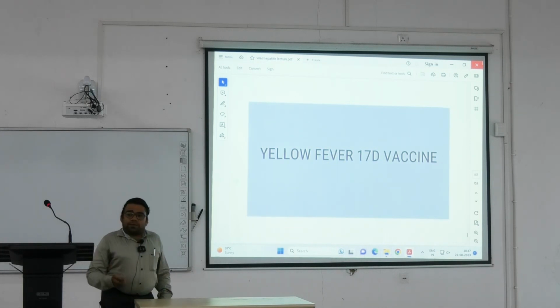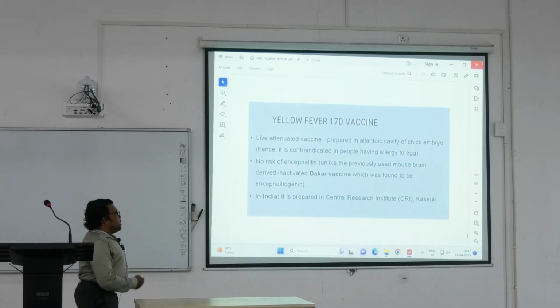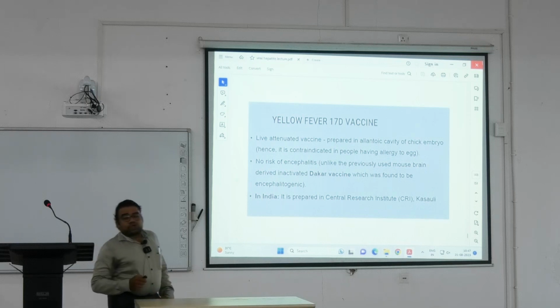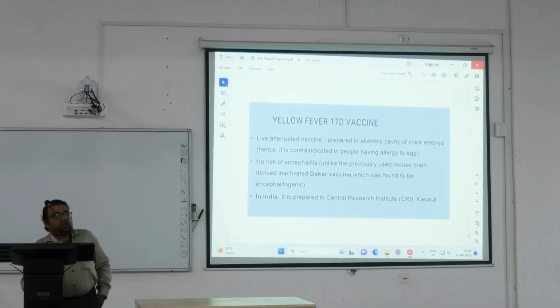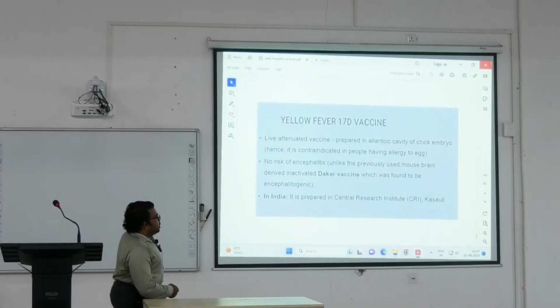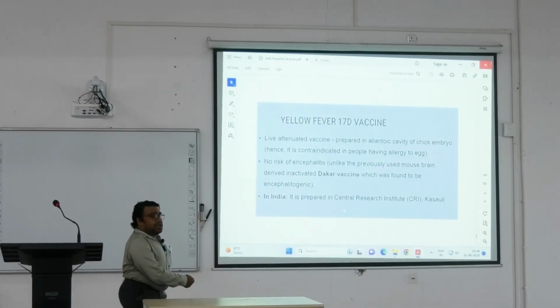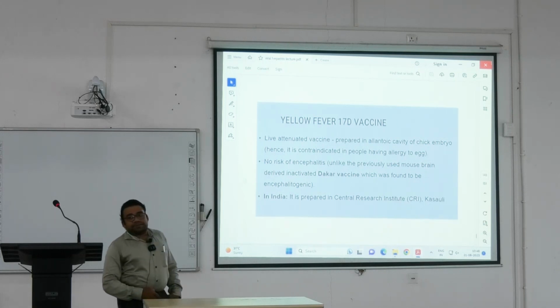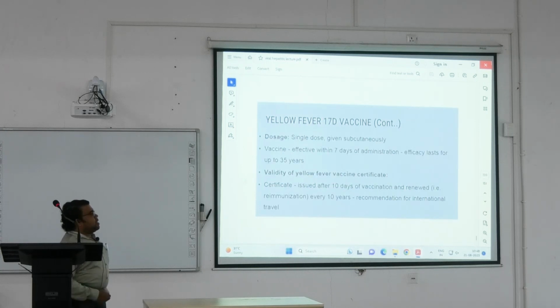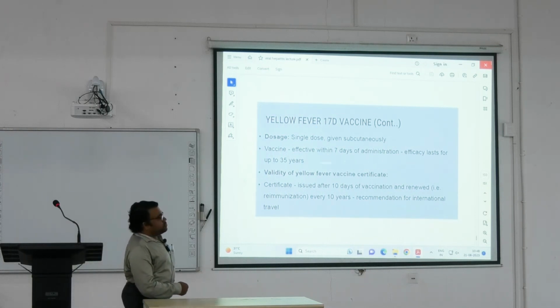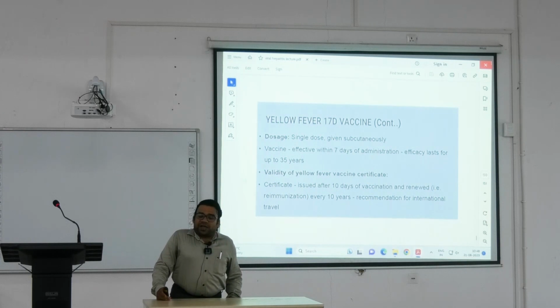Now, from our perspective, what is the importance of this vaccine? Please remember two things. The vaccine is prepared from egg. So, any person who has allergy to egg or egg protein should not be given the vaccine. Furthermore, it is produced in India in CRI Kasauli. Strict cold chain must be maintained and the dose is given subcutaneously. The vaccine starts becoming effective 7 days after administration and it lasts up to 35 years.